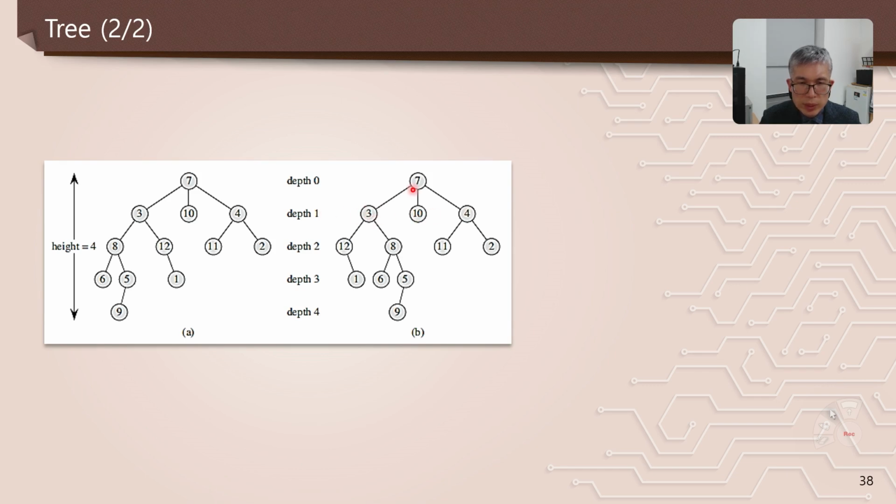Depth is 1. And also we have height. The height is the number of edges from the root to a certain arbitrary internal or external node, right? For example, in the case of 12, the edge number is 1, 2. So the height is 2. But this tree's longest height is 1, 2, 3, 4. That's why this tree height is 4.